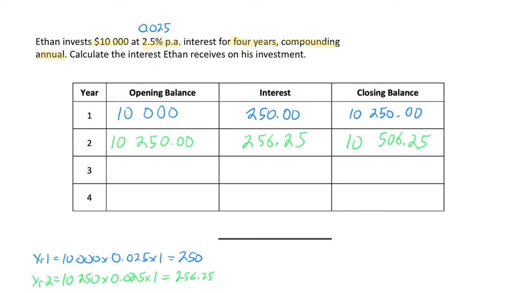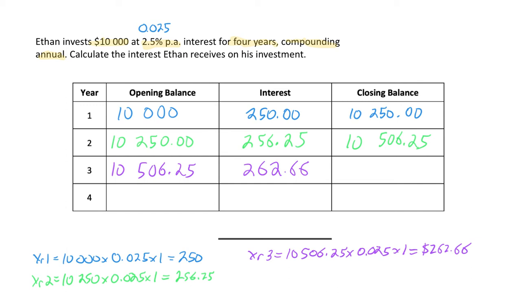So moving on now to year three, and because I've compounded again, because I'm in a new year, my opening balance is going to update. So $10,506.25. So when I come to do my calculation for interest, it's going to be $10,506.25 times 0.025 times 1. And my third year's interest is going to be $262.66.